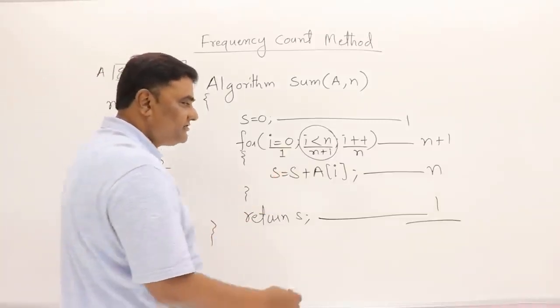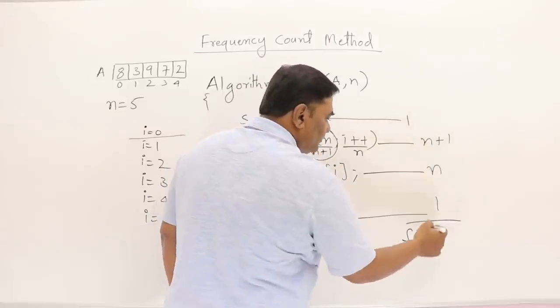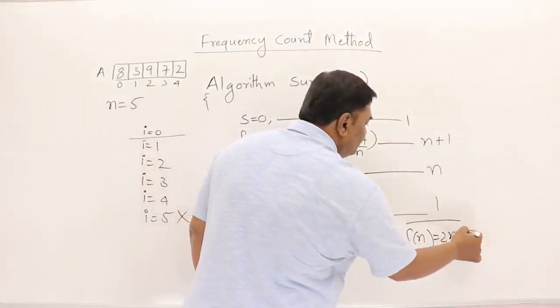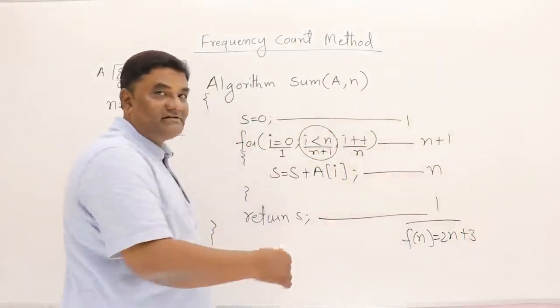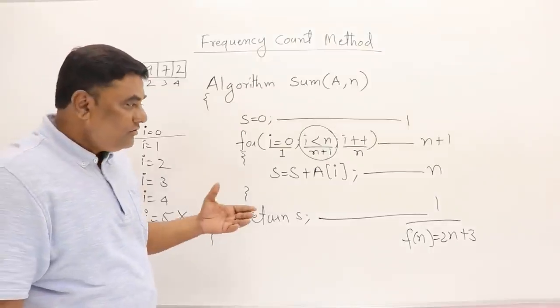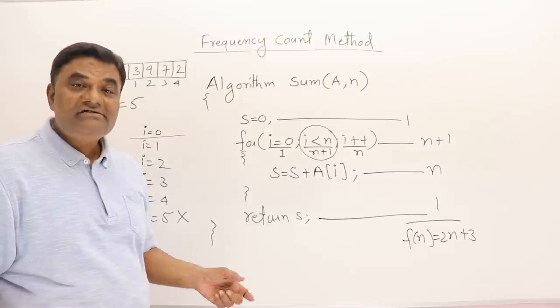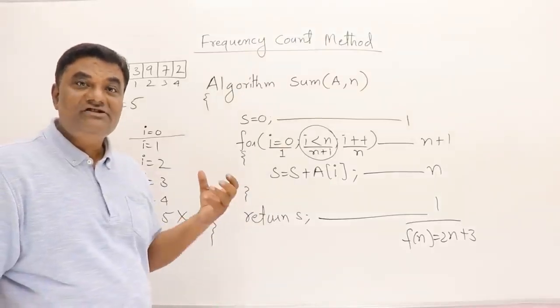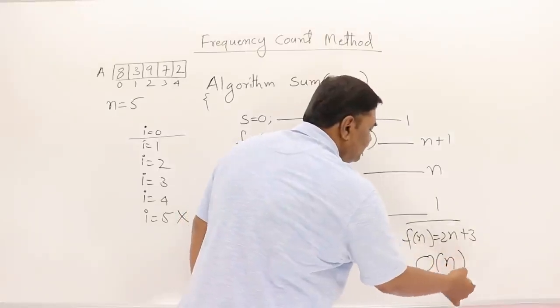Then what's the time function? f of n is 2n plus 1, 2, 3. That's it. This is the time function. Now, what is the degree of that polynomial? It is degree 1. It is just n. So we say order of n.